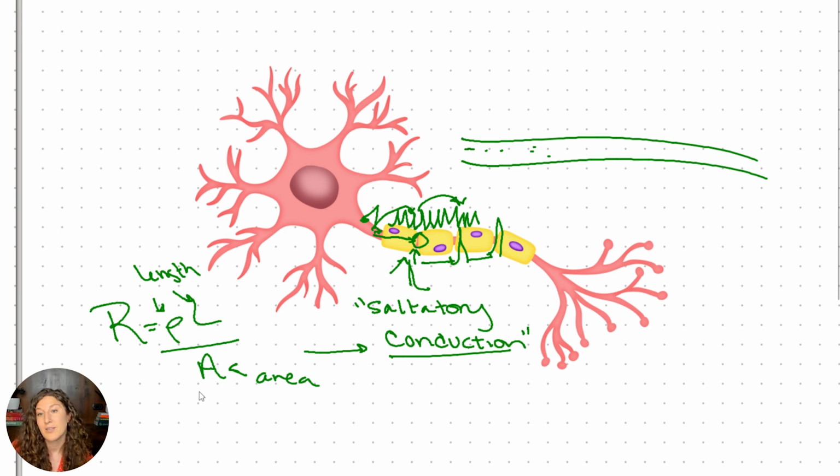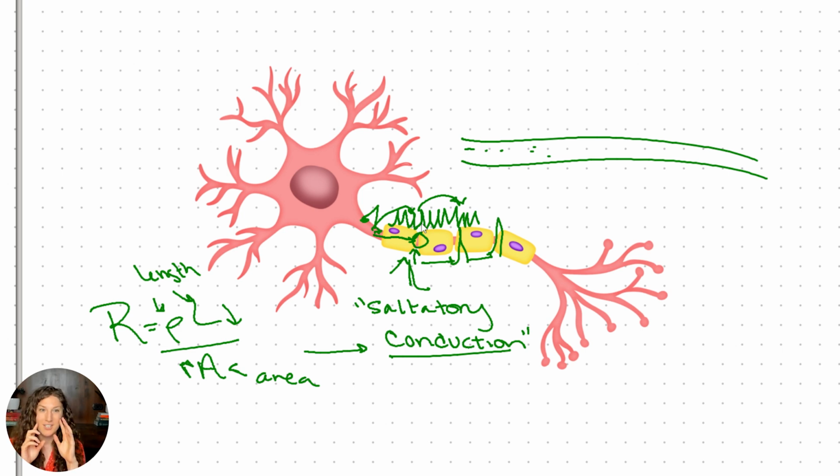So if we want something with low resistance, we want something with relatively less length and relatively more area, and that's going to decrease our resistance and therefore increase our conductance, right? We'll be able to move forward. So what we're essentially doing is having the length just be at these nodes of Ranvier, even though our axons are really long. And we're kind of keeping the area to a reasonable size. If we didn't have myelin, our neurons would have to be super thick in order to compensate for their length and have that decreased resistance through our cross-sectional area.